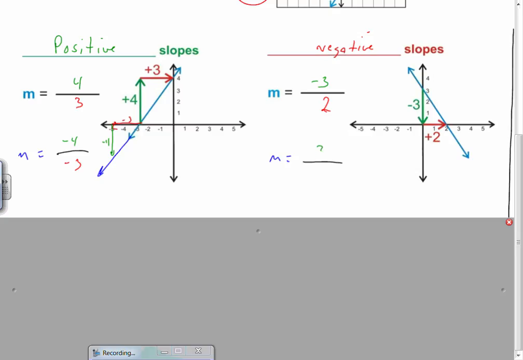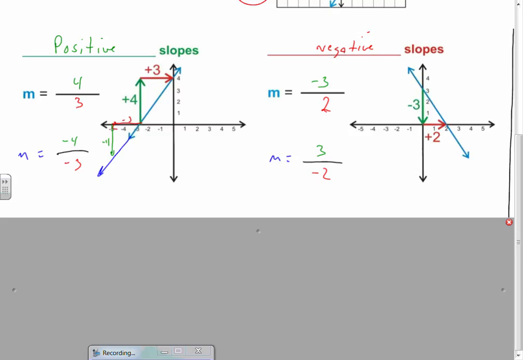All right, so what if you want to go up 3? You can, but then you got to go left 2. And aren't those equivalent? A -3 divided by a +2 is a negative slope, and a +3 divided by a -2 is also a negative slope, right? Both cases, you get a negative slope.